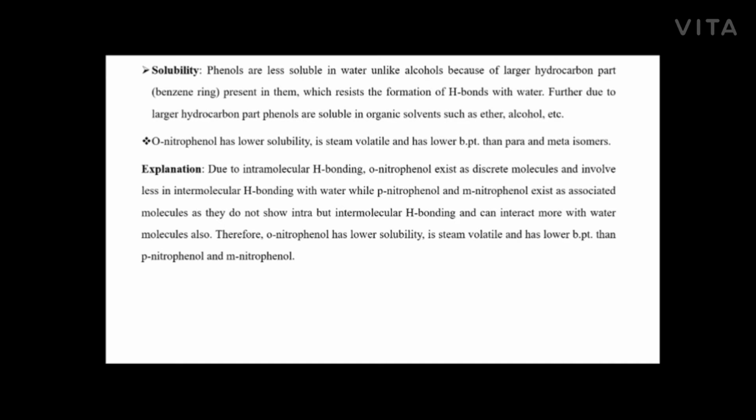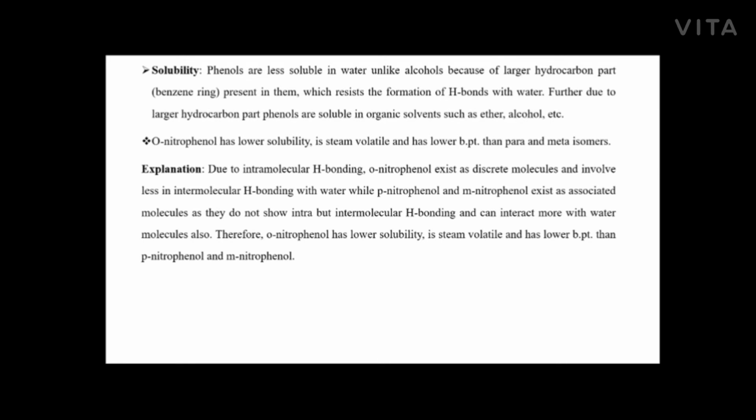This statement means that ortho-nitrophenol, because of intramolecular hydrogen bonding, has lower solubility, and because of that it can be easily vaporized and is steam volatile. Also, if it easily becomes volatile, it has a lower boiling point as compared to para and meta isomers. Why? Because in para and meta isomers, instead of intramolecular hydrogen bonding, we have intermolecular hydrogen bonding, and because of that, the para and meta isomers have a higher boiling point as compared to ortho-nitrophenol.